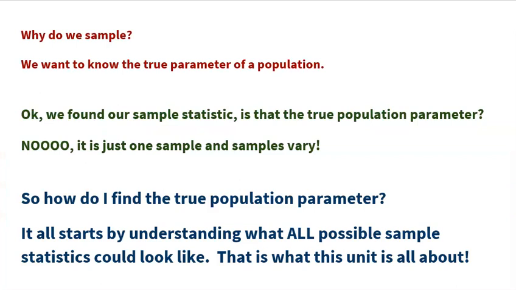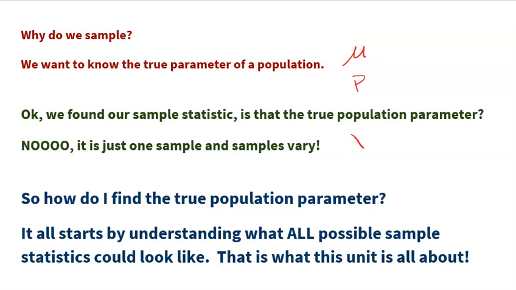All right, three questions here. Why do we sample? Well, we sample because we want to know the true parameter of a population. That's why we sample. Whether it be that I want to know the true mean of a population or the true proportion of a population, I'm never going to get those truths until I take a sample. Okay, now that we found our sample statistic, is that true for the population parameter?